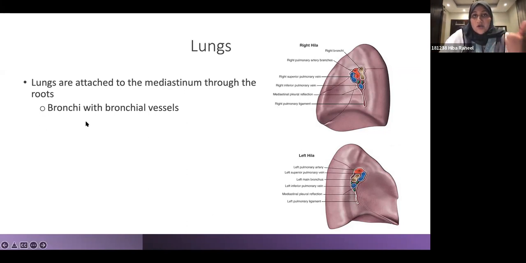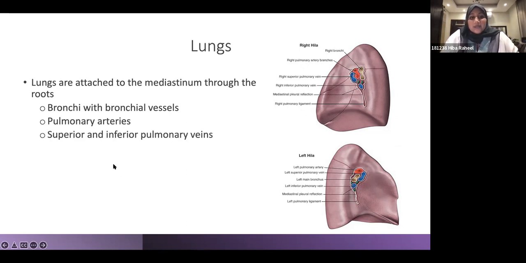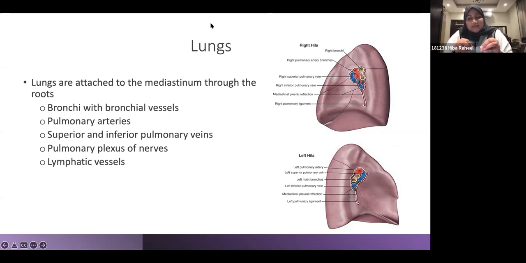It contains the bronchi with their vessels, the tracheal tree, the airways with the blood vessels. Over here, you can see these small arteries around the bronchi. Those are the bronchial vessels. Then the pulmonary arteries, these big ones that come from the heart, and the superior and inferior pulmonary veins. You have the pulmonary plexus as well, a group of nerves, and you have the lymphatics. All of these form the root of the lung, which contains the contents of the hilum. This entire thing is the hilum that you're seeing.